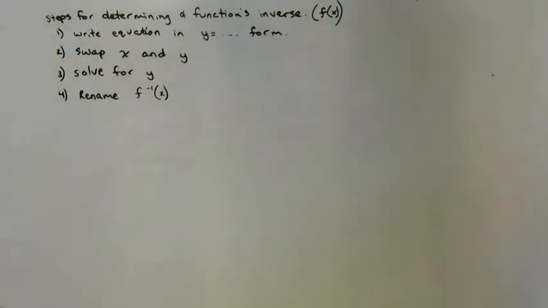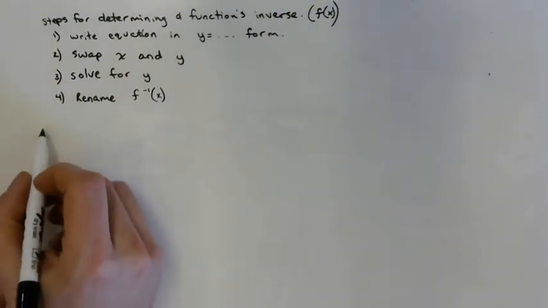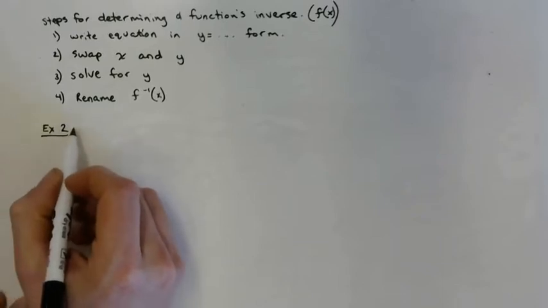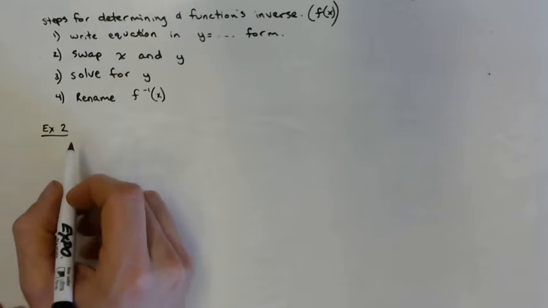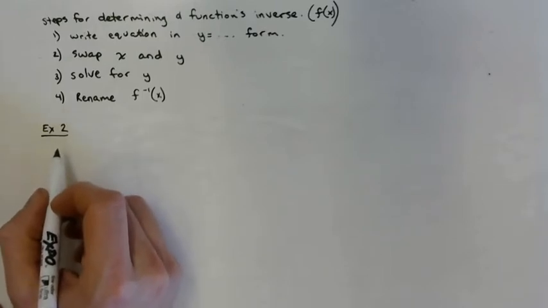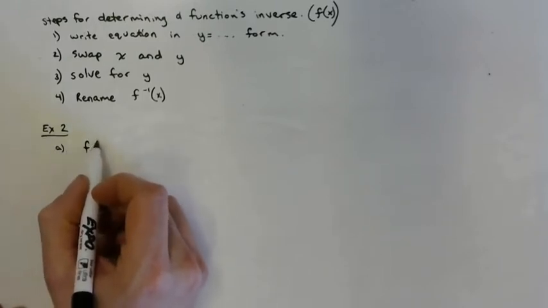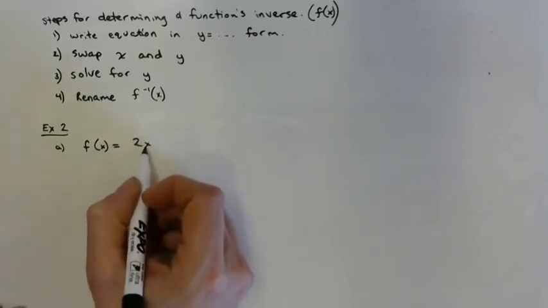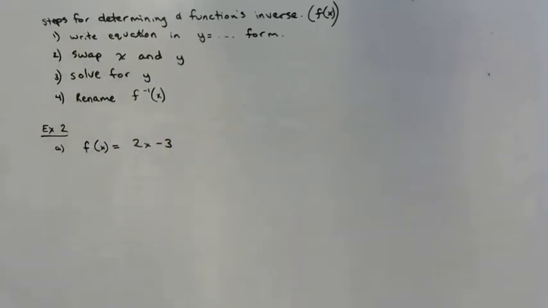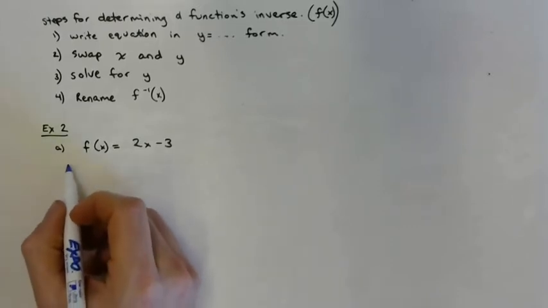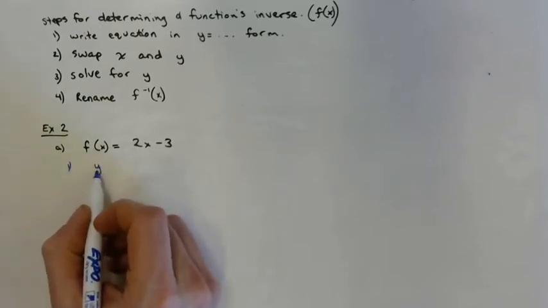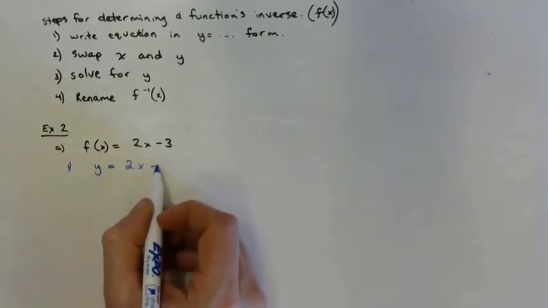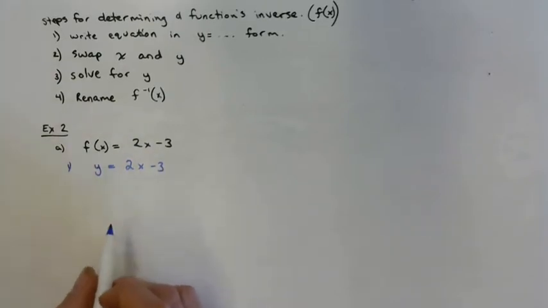So example 2, we're going to use this strategy and determine the inverse of a function algebraically. For each f of x, the first one, a, f of x equals 2x minus 3. I'm going to follow the steps just like they are above. Step number 1 says replace f of x with y. Y equals 2x minus 3.